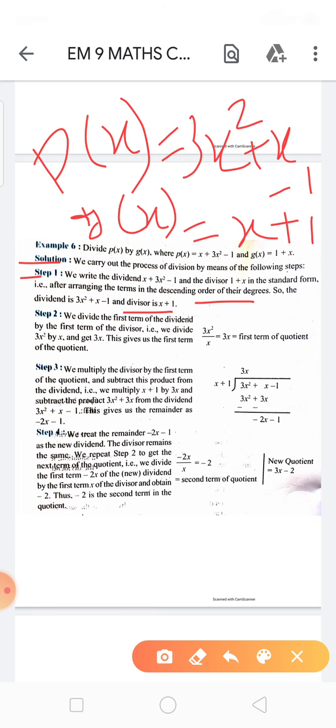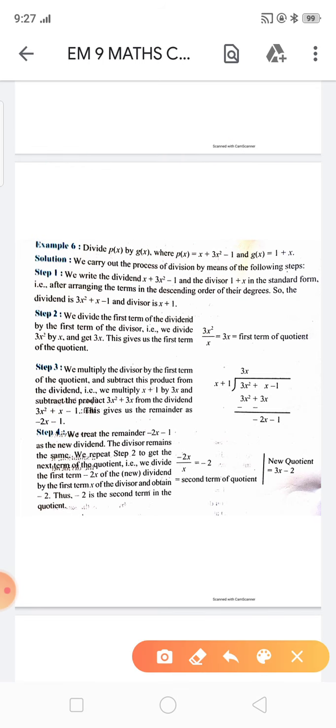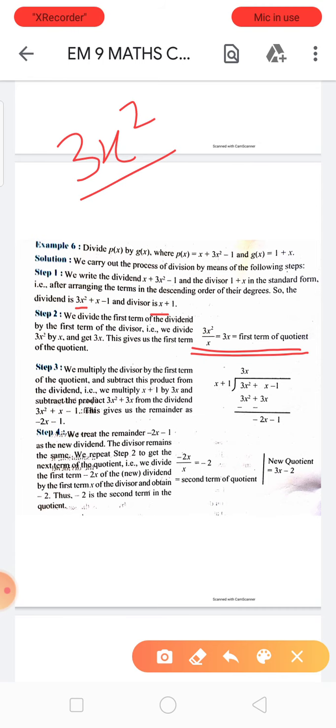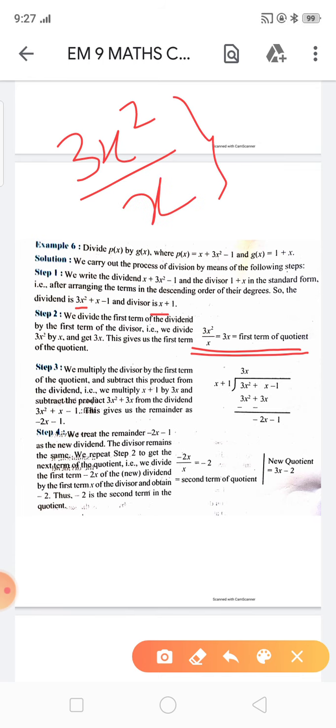In the next step, we compare the first term of the dividend and the first term of the divisor. The first term of the dividend is 3x square and we have to divide this by the divisor x plus 1. The first term of the divisor is x. First we divide these two terms, and we get our first quotient.